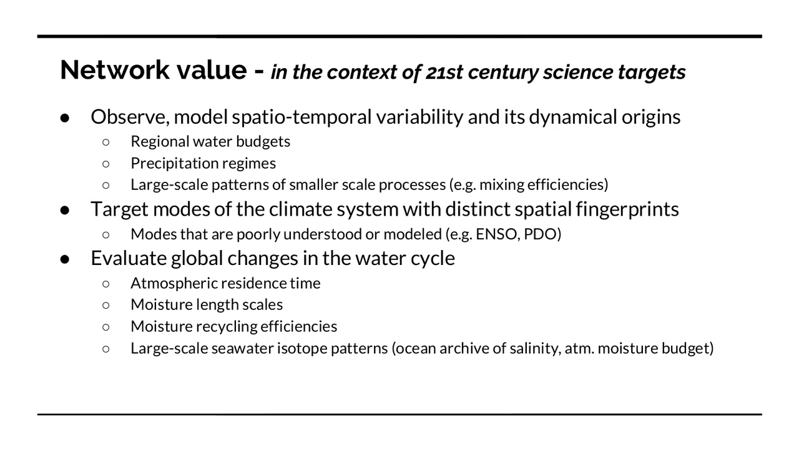And then finally on this slide, one thing we're very interested in with isotopes is using them to evaluate global changes in the water cycle. And so the nature of this inquiry is large scale. We're thinking about changes across zonal bands across the entire Earth. And so obviously we need multiple observations to do that. And so some of the questions or interests within the context of understanding changes in the water cycle are listed here, including atmospheric residence time, moisture length scales, moisture recycling efficiencies.